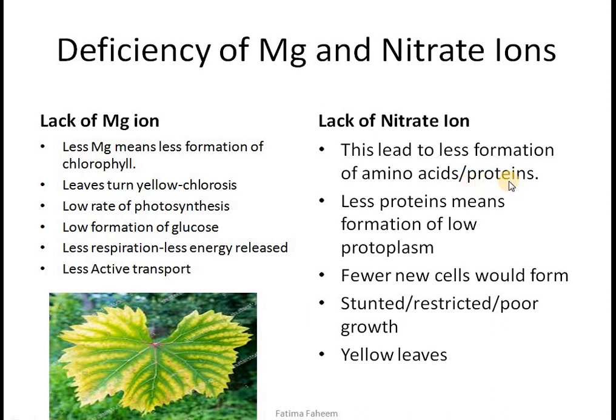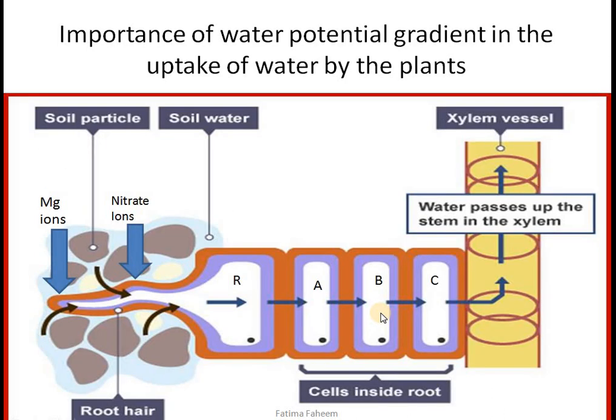So if a plant lacks proteins, it won't be able to make newer cell membranes. Newer cells won't be formed. It will result in restricted, stunted or poor growth. Less protein means less formation of protoplasm. Low protoplasm would be formed, and fewer new cells would be formed. Leaves can also turn yellow, but the main symptom is the poor, stunted or restricted growth.